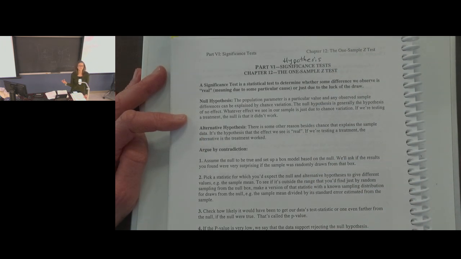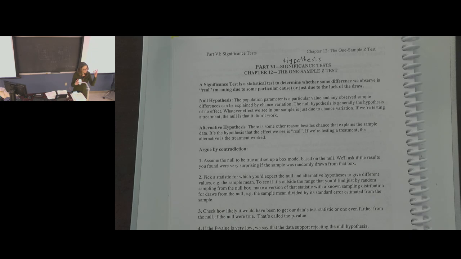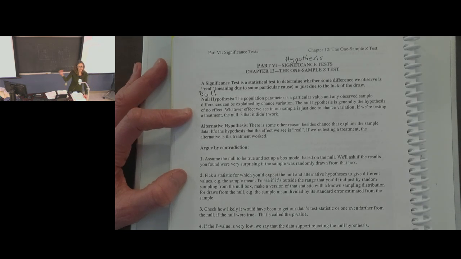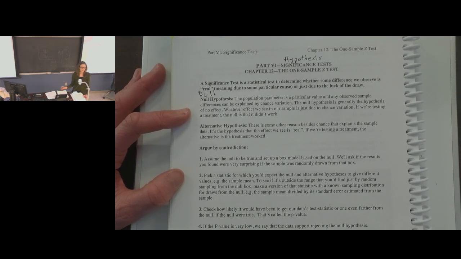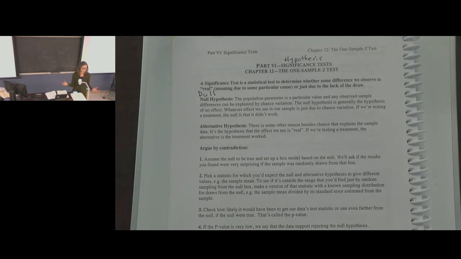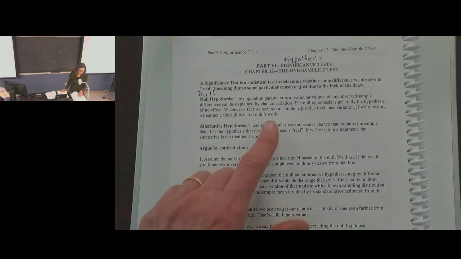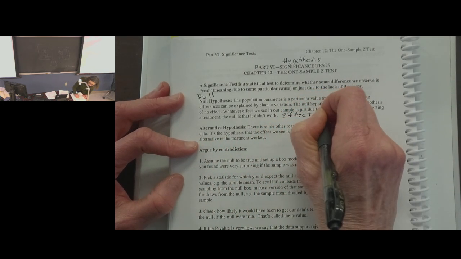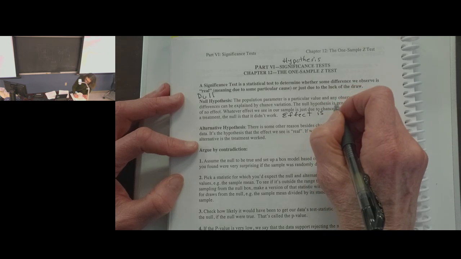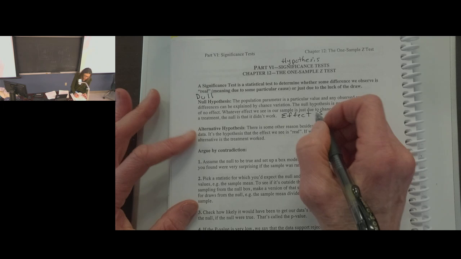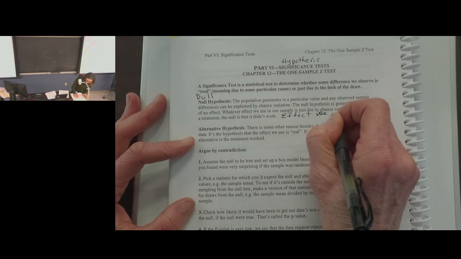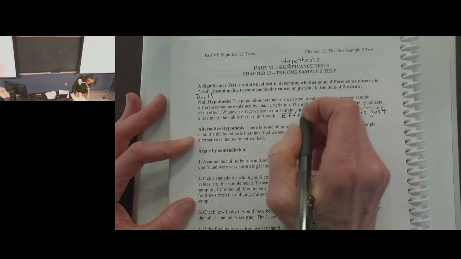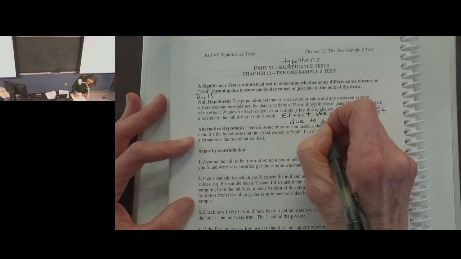What you do is you formulate two competing hypotheses. One is called the null hypothesis, which is a very dull hypothesis, that whatever effect you see that you're interested in is just due to the luck of the draw. The effect we observe is just due to chance.